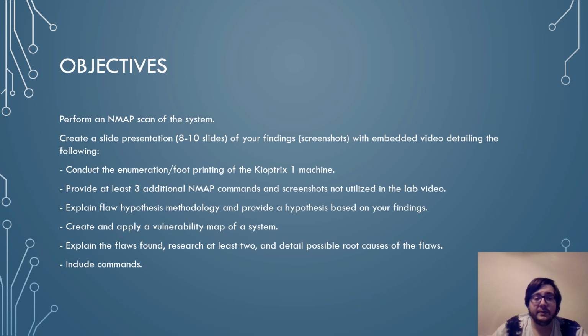The objectives of this lab are to perform an Nmap scan of the system, create a slide presentation with the embedded video, conduct the enumeration footprinting of the Kioptrix 1 machine, provide at least 3 additional Nmap commands and screenshots, explain flaw hypothesis methodology and provide a hypothesis based on findings, create and apply a vulnerability map of the system, explain the flaws found, research at least 2 and detail possible root causes of the flaws, and include all commands.